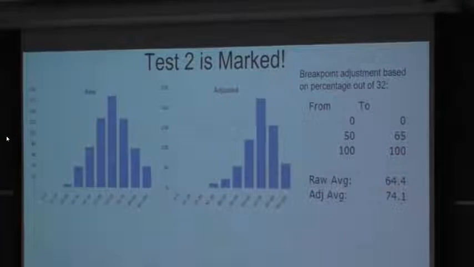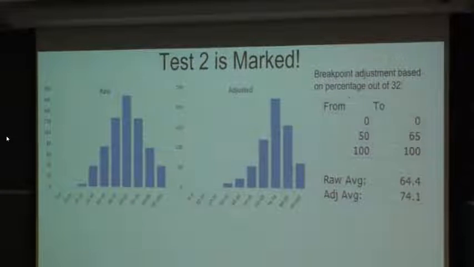Okay, so test 2 was marked. There's the distribution. The average was 64%, which was quite a bit lower, so I think this was quite a bit of a harder test than test 1. I think that's partly because this is more difficult material.